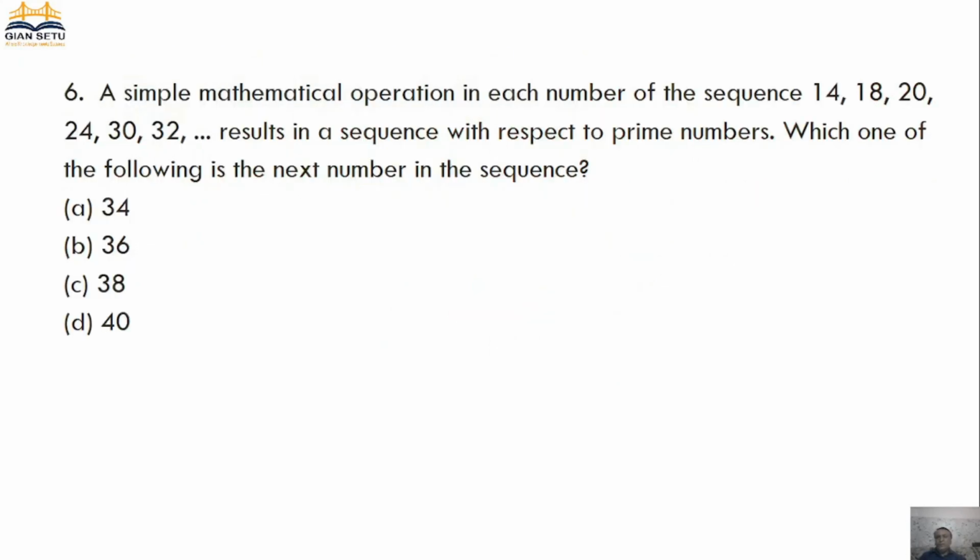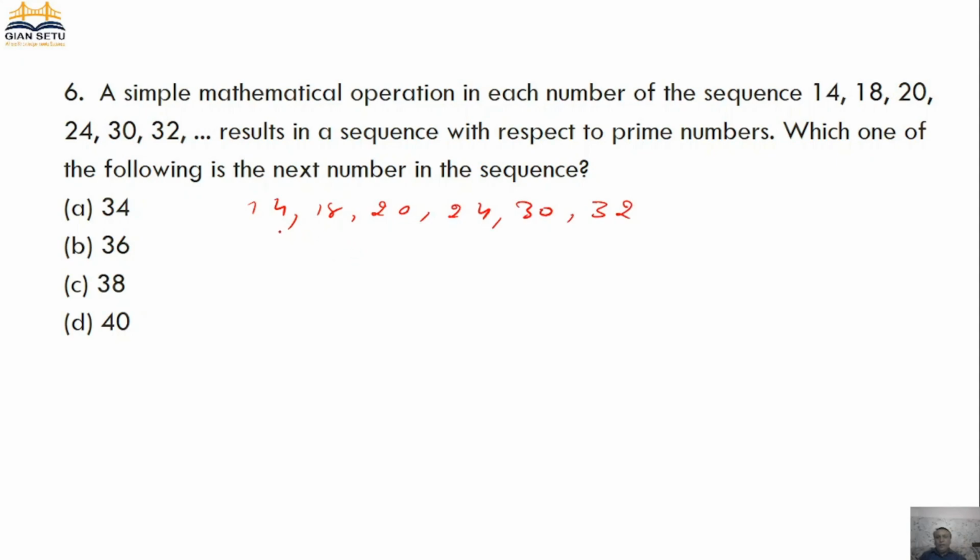Now question number 6 is a simple mathematical operation in each number of the sequence 14, 18, 20, 24, 30, 32 results in a sequence with respect to prime numbers. Which one of the following is the next number in the sequence? Okay, so the given numbers are 14, 18, 20, 24, 30 and 32.